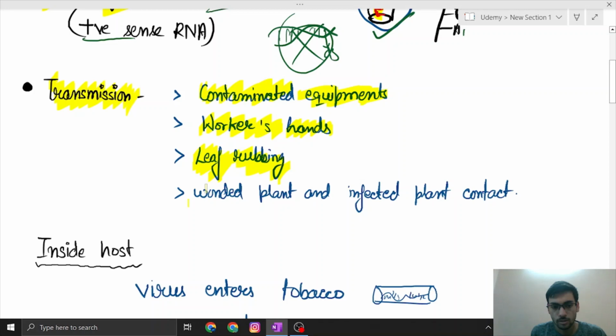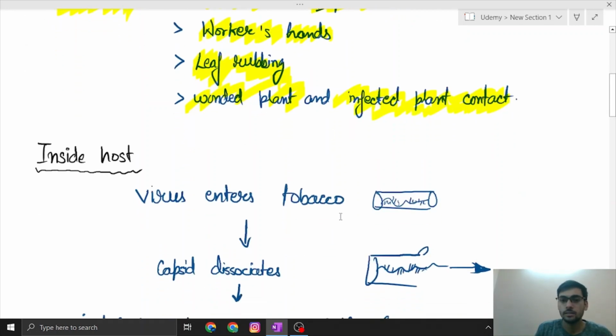The fourth is wounded plant and infected plant contact. Let us say a farmer is farming tobacco, and that farmer cuts the diseased plant and places it somewhere in a part of his or her field. In that case, if that wounded plant comes in contact with a healthy plant, this can also spread the disease. And the wound can be on both plants or on either one.